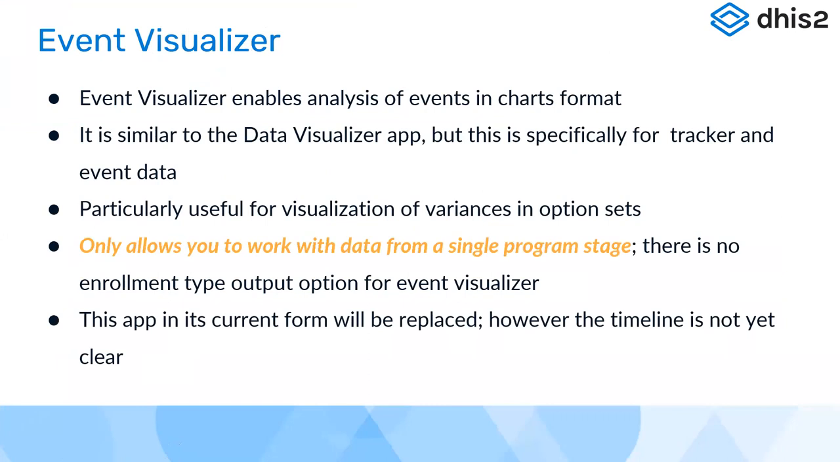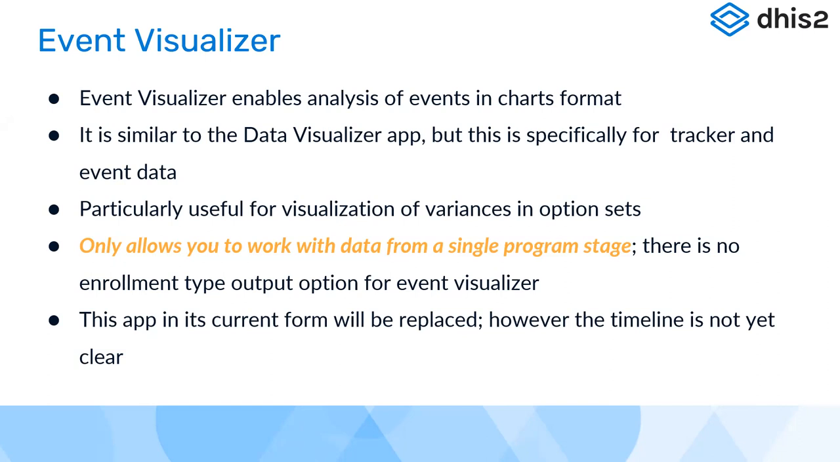So the Event Visualizer application enables analysis of events in chart format. It is somewhat similar to the Data Visualizer app, but this is specifically for tracker and event data, whereas the Data Visualizer app we also use for visualization of aggregate data. This Event Visualizer app is particularly useful for visualization of variances in option sets. For example, if we have an event where we are capturing a data element which has option sets attached, for example, doses 1 and 2, or maybe gender as male and female, it is quite handy in visualizing these kinds of variances in the option sets.